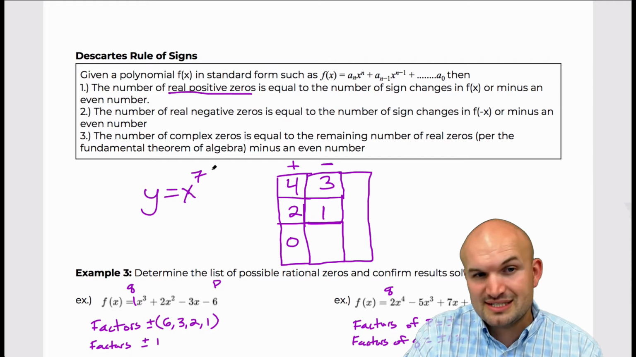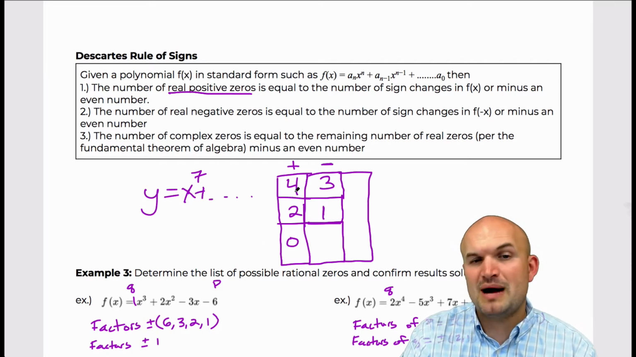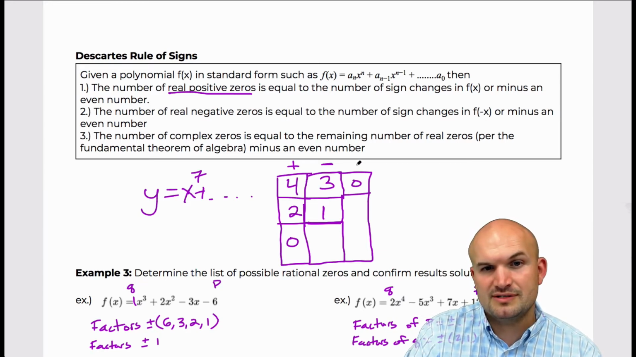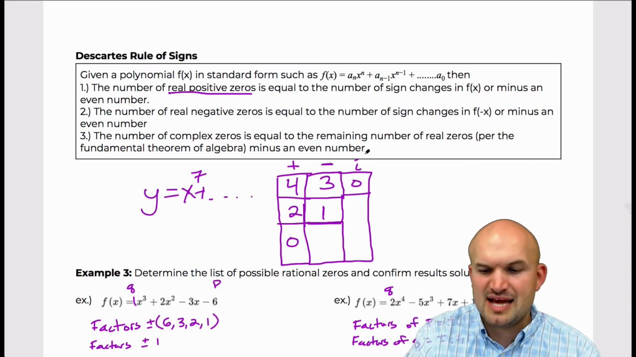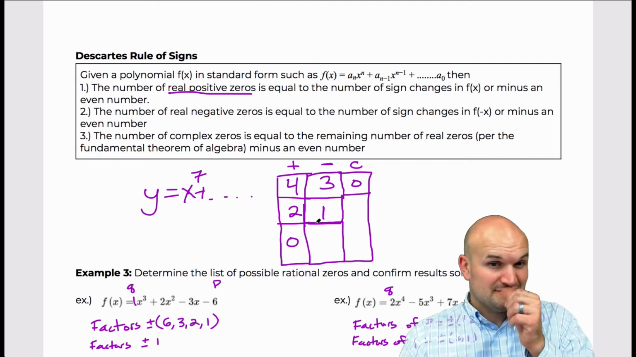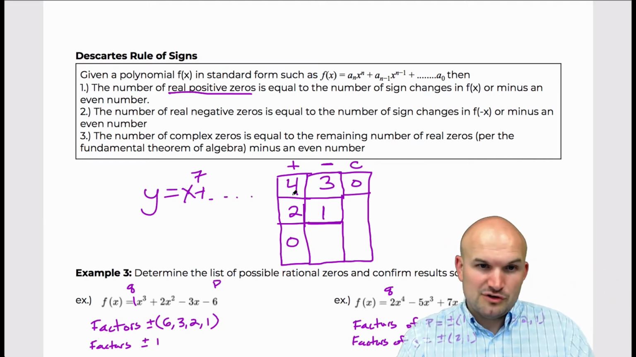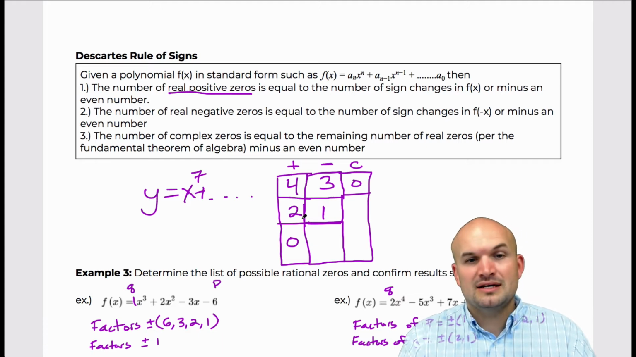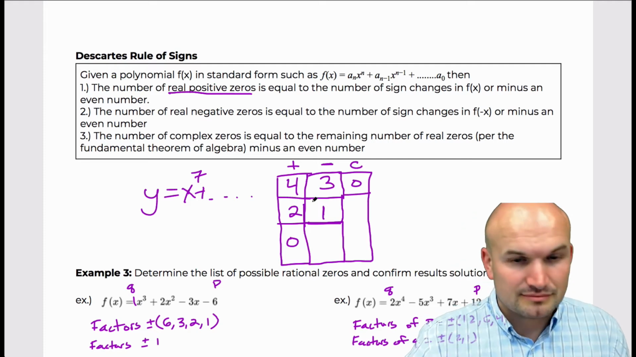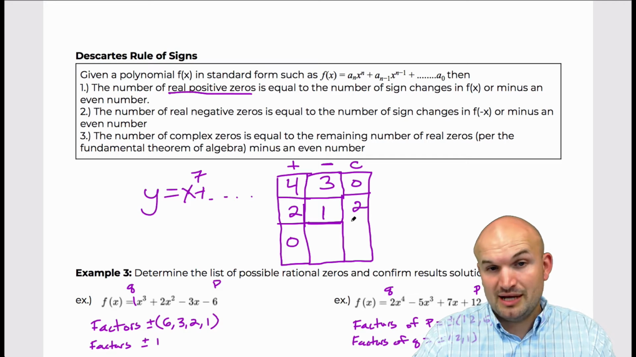If there's only 7 max, and 4 are positive and 3 are negative, and they're all real, then I have a possibility of 0 complex zeros. Let's use C to represent the complex. However, the fundamental theorem of algebra tells us I have to have 7 zeros. So you could have 2 of them positive and 3 of them negative. That means you're going to have 2 that are complex.